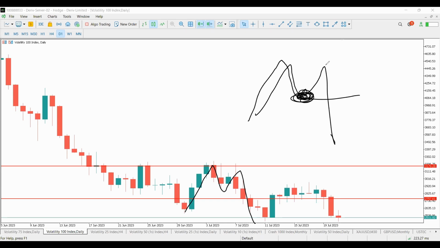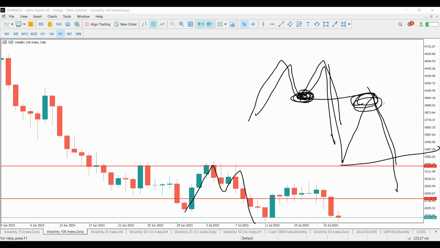When the market creates an M and breaks this neckline, we expect the market to come and retest the neckline. When it retests the neckline, then it can give us double bottoms, or it can give us a new low, or it can give us a higher low. So this is exactly what the market did here.